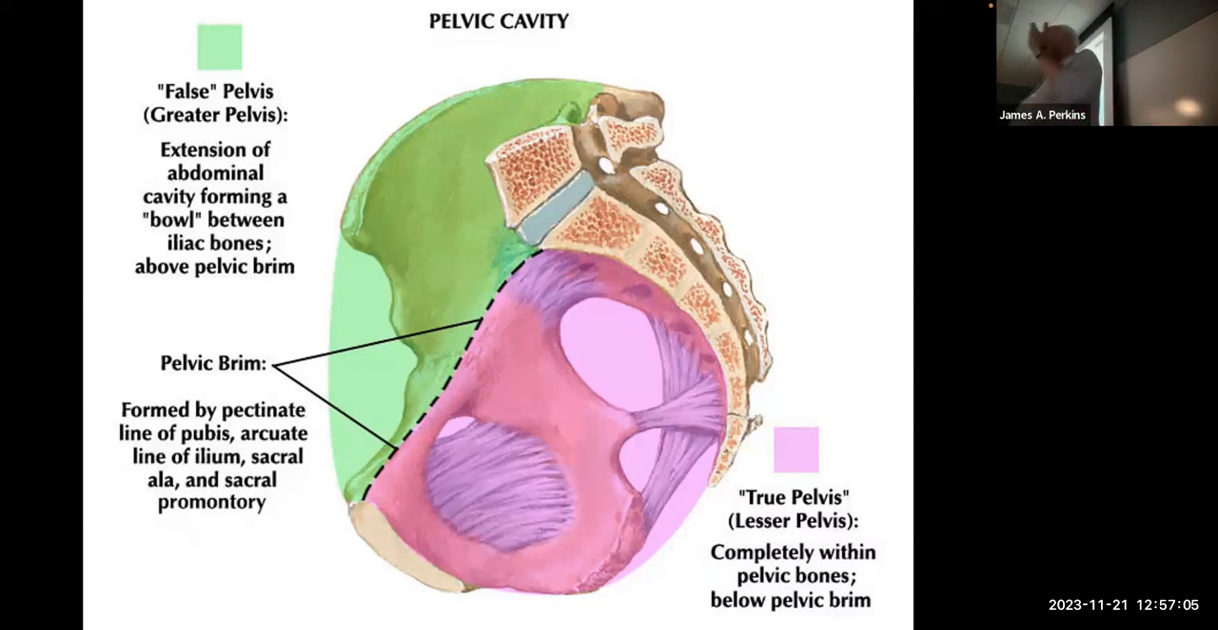Again, not because it's less important, but simply because it's smaller. But it's also known as the true pelvis because this part of the pelvic cavity lies completely surrounded by the bones of the pelvis. So it lies between the pubis, the ischium, and the sacrum. And also, the true pelvis is not simply a continuation of the peritoneal cavity. It's its own separate space, separate from the peritoneal cavity.